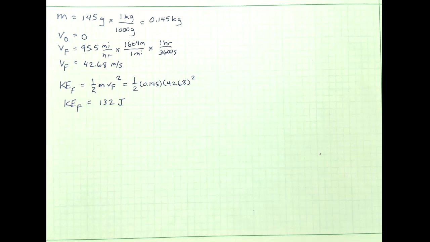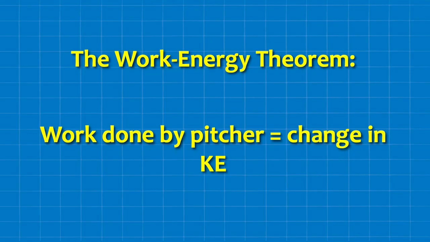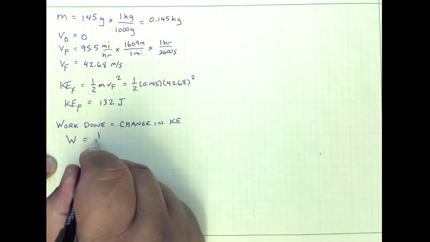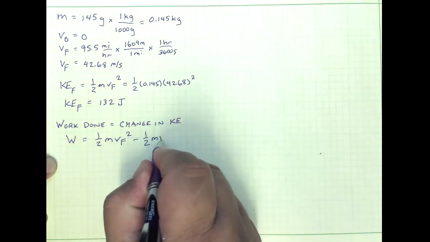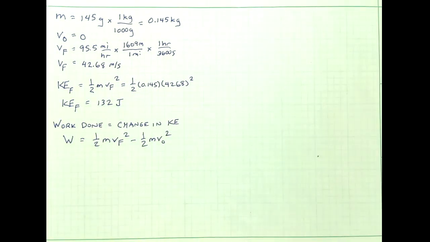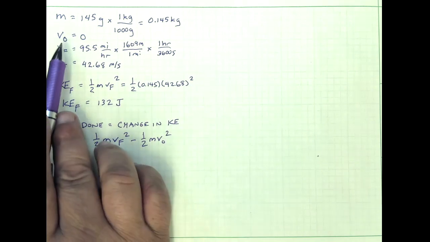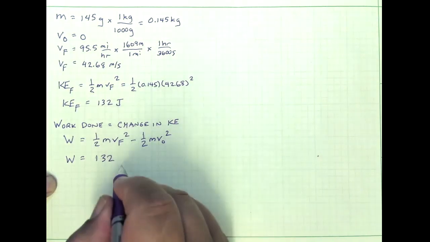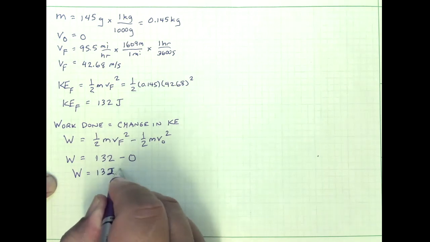Well, next we are asked how much work the pitcher must do to get the ball moving this fast. This is a situation where we use the work-energy theorem, which states that the work done by all the forces acting on an object is equal to the change in the object's kinetic energy. In other words, work equals 1/2 times the mass times the final velocity squared minus 1/2 times mass times the initial velocity squared. We know, as we've calculated above, that the final kinetic energy is 132 joules, and since the initial velocity is 0, the initial kinetic energy is 0, and so finding the work done is very easy. It's 132 joules.